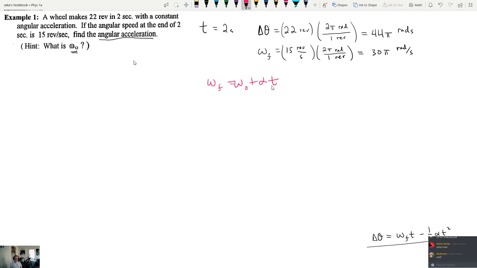So omega final equals omega initial plus alpha t. We can use this to find what omega initial is. Omega initial is going to be equal to omega final minus alpha delta t. So it's going to be equal to 30 pi minus alpha, which... Whoops. We're finding alpha. I'm so sorry. I used the wrong equation. I'm getting ahead of myself. My bad. We want to find omega initial now, which means we need to use this equation.